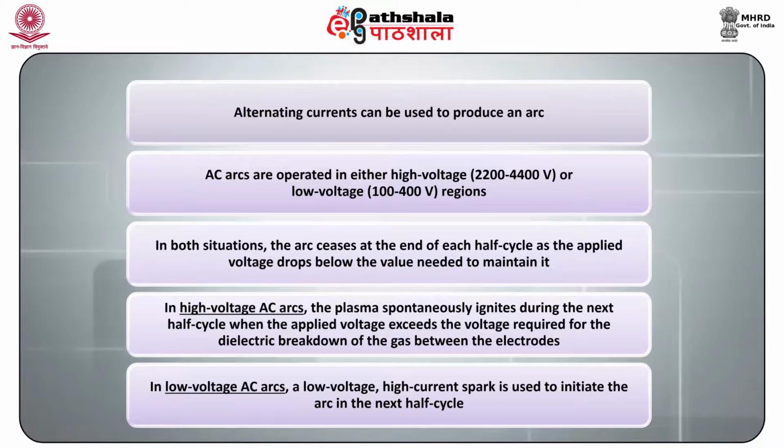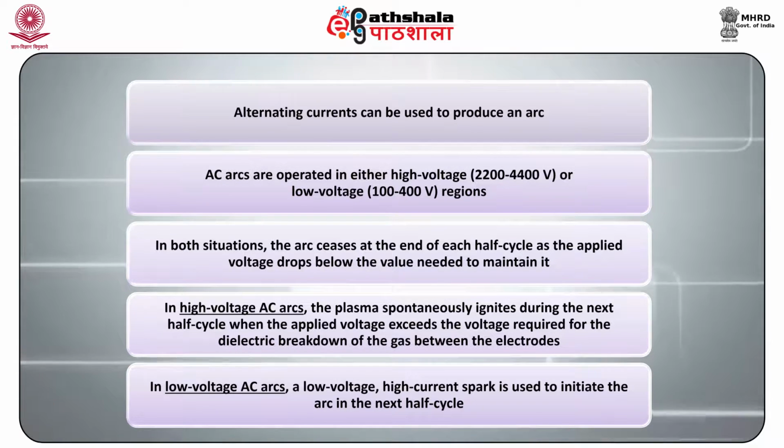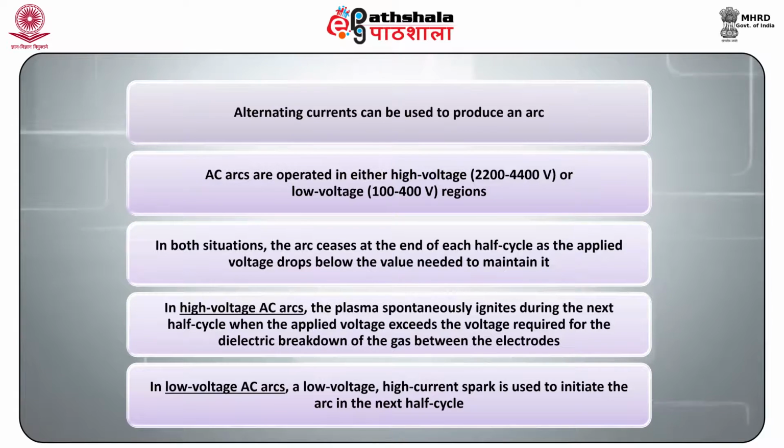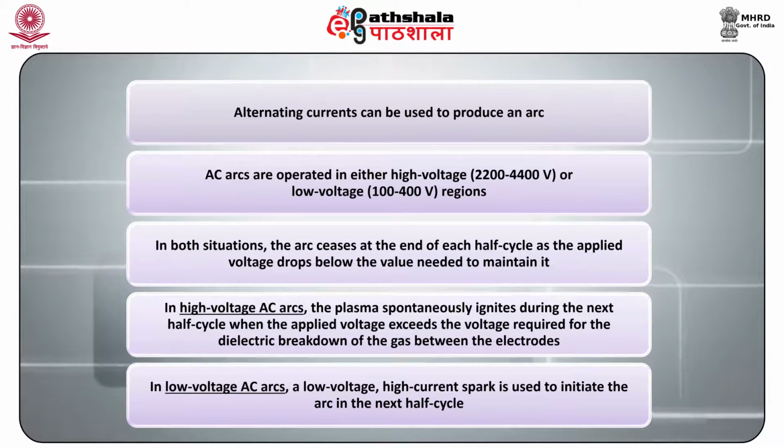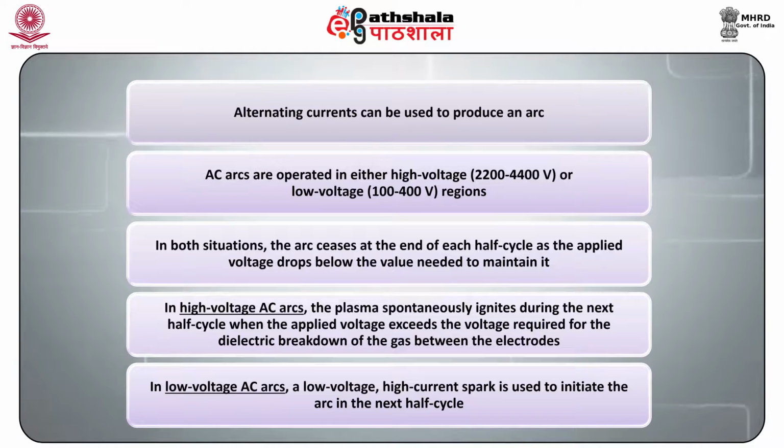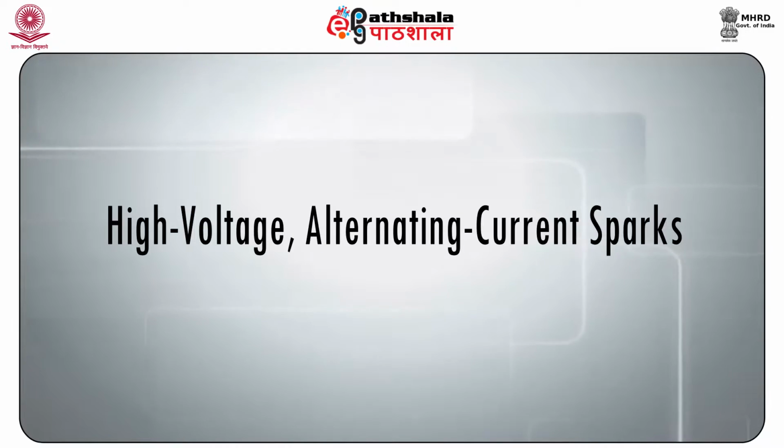In the high voltage AC arc, the plasma spontaneously ignites during the next half cycle when the applied voltage exceeds the voltage required for the dielectric breakdown of a gas between the two electrodes. In low voltage AC arcs, the low voltage high current spark is used to initiate the arc in the next half cycle.